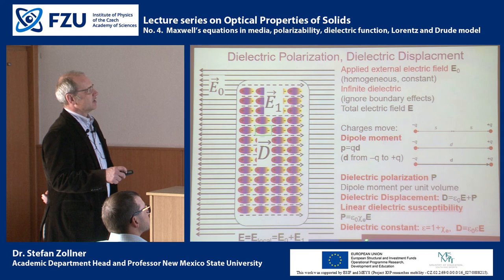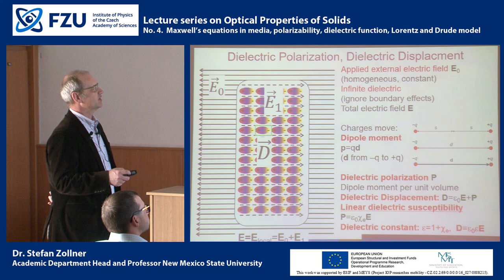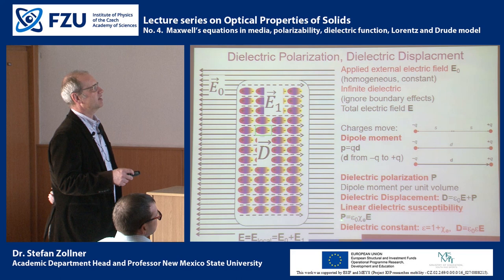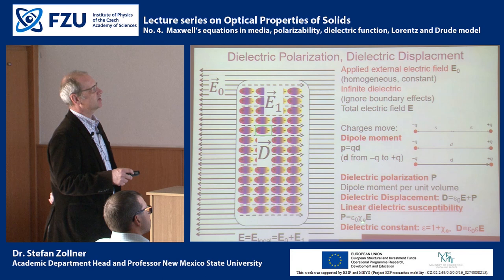For sufficiently small electric fields, the polarization will be proportional to the electric field. So we can also say that we can expand the polarization in a Taylor series, and we only keep the lowest term. And this proportionality constant, that is called the dielectric susceptibility.